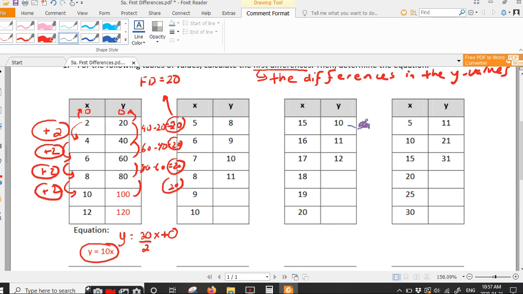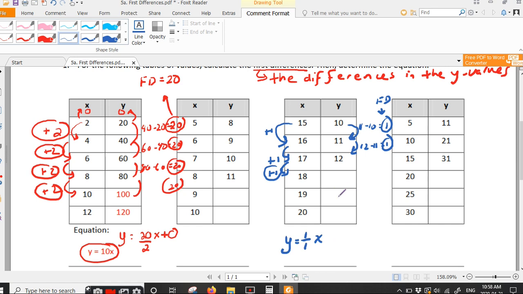So I realize that this is going to be 11 minus 10 is equal to 1. 12 minus 11 is equal to 1. So my first difference is equal to 1. Okay. Now, I also know that this is going up by 1, up by 1, up by 1, which means my slope is, so y equals, my slope would be 1 over 1. 1 over 1 x.